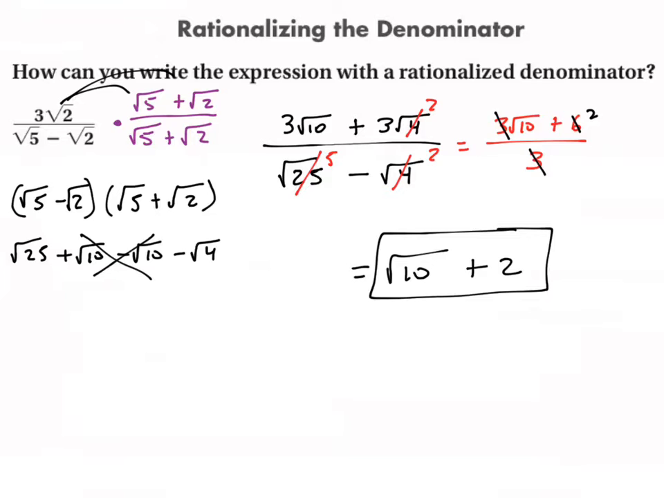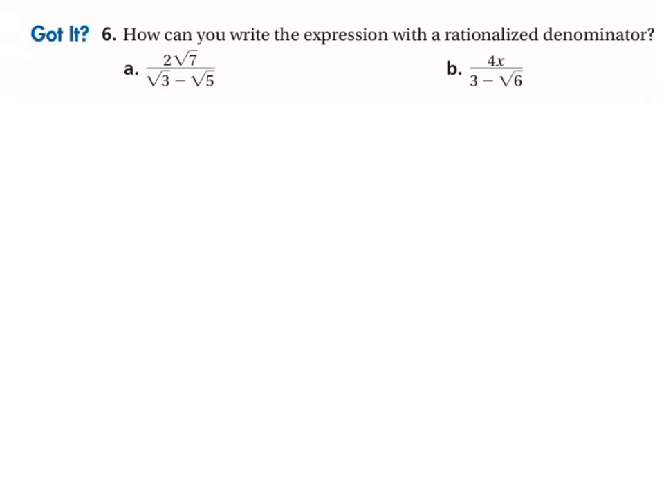All right, let's look at another example. We'll go with question A. We'll do question A together, and I'll let you do question B on your own. So you've got 2 square root of 7 over square root of 3 minus the square root of 5. Multiplying by the conjugate, in this case, it's going to be the square root of 3 plus the square root of 5 over the square root of 3 plus the square root of 5.